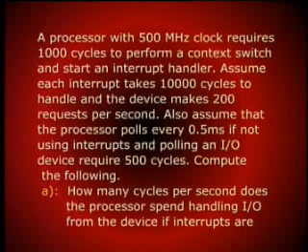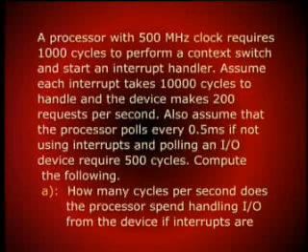In the next example, we consider a processor with a 500 megahertz clock, which requires 1000 clock cycles to perform a context switch and start an interrupt service routine. Assume that each interrupt takes 10,000 cycles to execute the ISR, and the device makes 200 interrupt requests per second. Also assume that the processor polls every half millisecond during the time when there are no interrupts. Further assume that polling an I/O device requires 500 cycles.